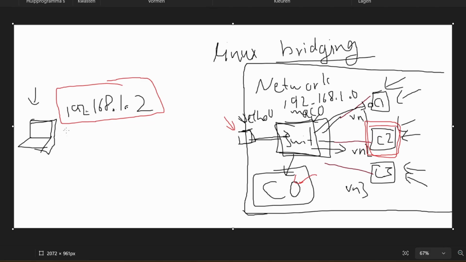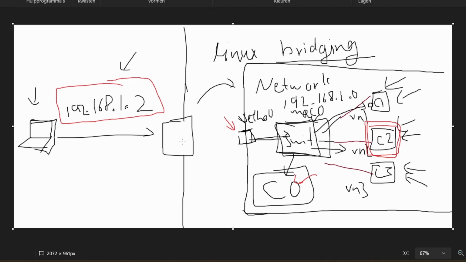So when this computer sends a request with this IP address, first of all, of course, it goes through the router, the gateway for this network. And let's draw the boundaries of the router. So this is the router. It will see, okay, this network exists here in this place. So when this computer sends a request to this computer, which is 192.168.1.2, corresponding to virtual machine 2 running inside computer 0, it will go through the router.